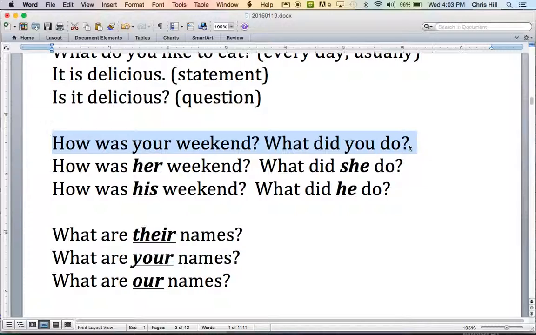We had some other questions when we were in our fishbowl. How was your weekend? What did you do? If you want to talk about someone else's weekend, you can say, how was her weekend? What did she do? Or, how was his weekend? What did he do?